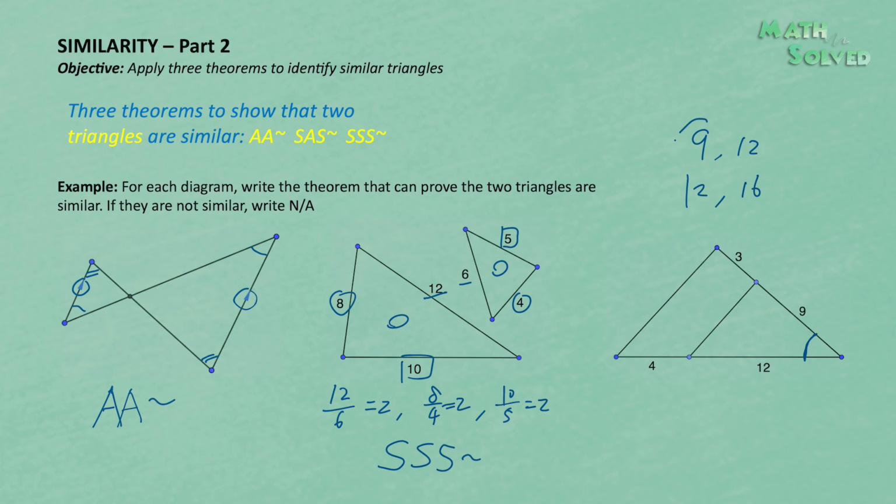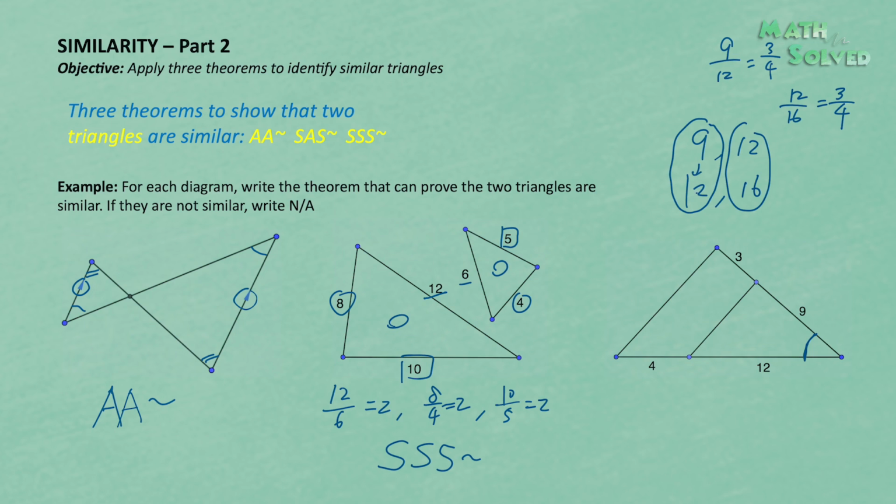So you do need to calculate the ratio of these two sides and then these two sides. 9 over 12 here is equal to 3 over 4 after being simplified. And then 12 over 16, you can divide 4 on the top and bottom, and that is equal to 3 over 4. So these sides are proportional.